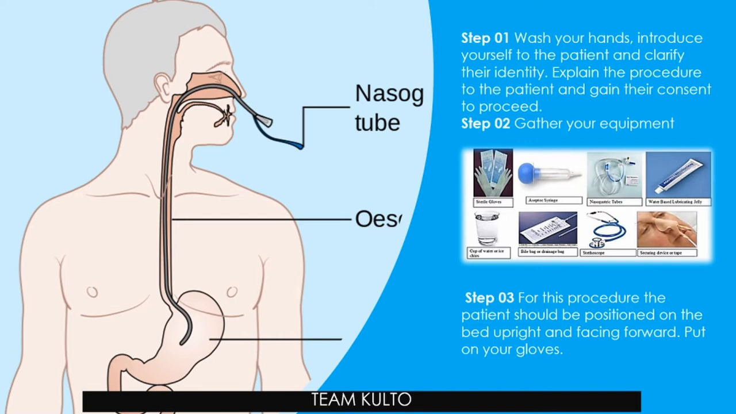Okay. Next, step number two, gather your equipment. Ano-ano ba yung mga equipments mo dito? You have your gloves, you have your fine-bore nasogastric tube. This is only used for feeding, or a nasogastric Ryle's tube, size 16, for all other indications. Ano pa mga gamit mo dito? Water-based lubricant, syringe, bag, securing devices or tape, cup of water, pH indicator paper, anesthetic throat spray.